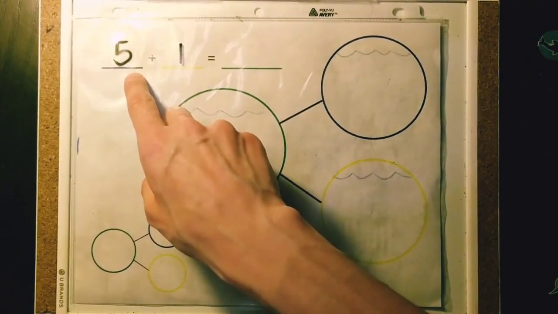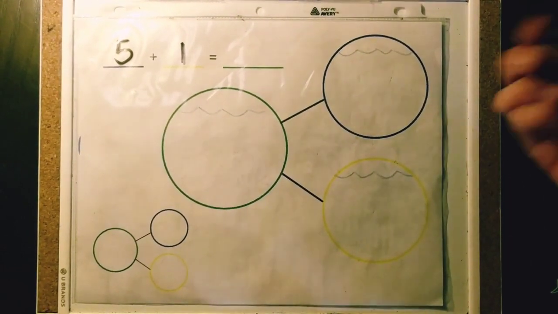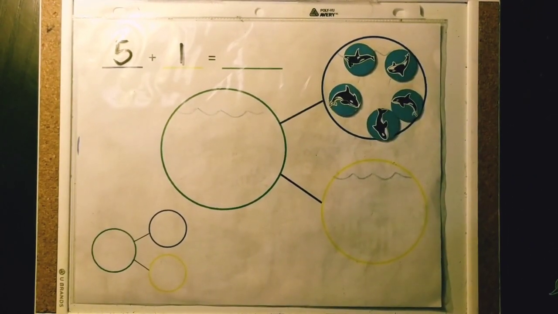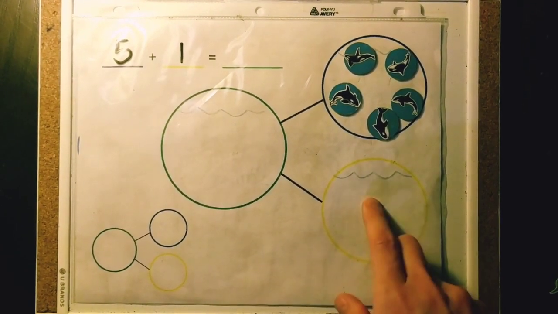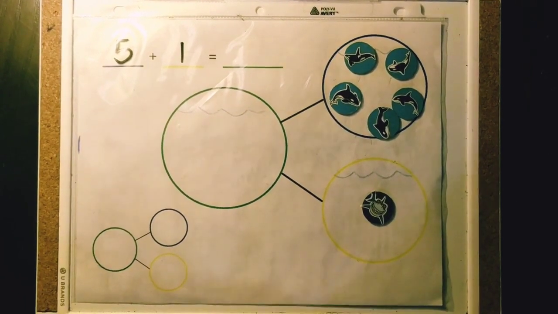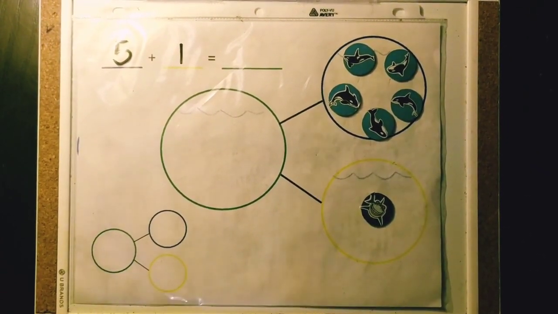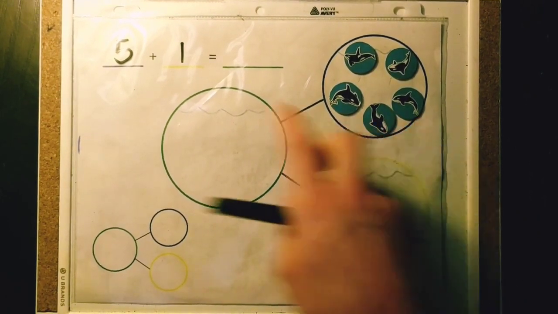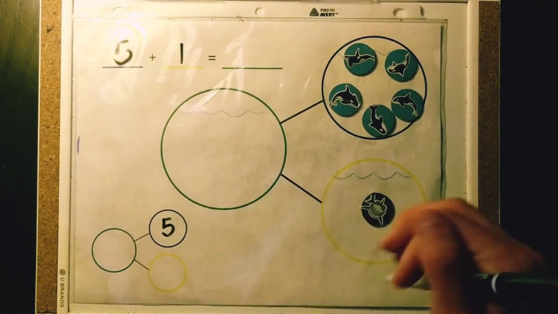The 5 is on the blue line, so I'm going to be filling the large blue circle. I'm going to use 5 orcas. 1, 2, 3, 4, 5. And then the yellow line has a 1 on it, so in here I will have 1 manipulative, and I'm going to use a shark. So I have my 5 here and my 1 here. I'm going to write those numbers down in these small circles. And I don't need to count these because I already know it's 5 because I have a 5 right here. And I already know this is 1.